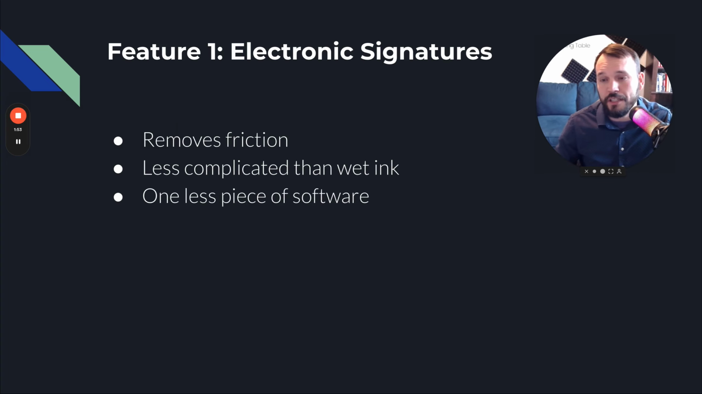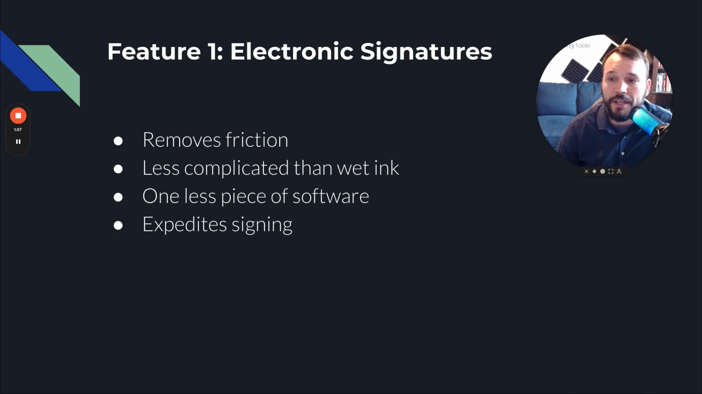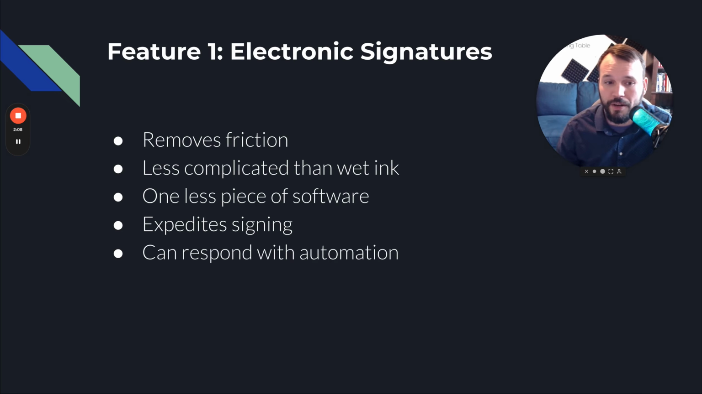Electronic signatures allow you to have one less piece of software, which can save on cost. They can expedite signing. Electronic signatures are so darn fast. You can a lot of times do them on your phone, and your prospect can get in contract with you right away. You can also respond with automation. Once a proposal is signed, maybe you want something else to happen. You can't quite do that when it's a print and sign kind of deal.